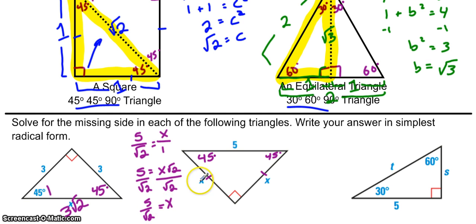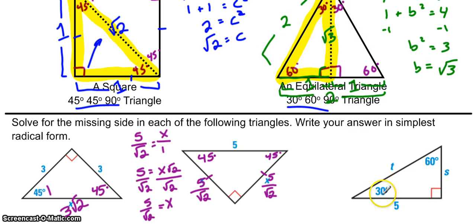That's kind of funny, that answer. And actually, we're not going to leave that answer like that for long, but for now, we'll just leave it that way. We haven't learned anything else to do yet, so our answer is 5 divided by the square root of 2. This last one, clearly a 30, 60, 90 triangle, so we're going to use this triangle right here as our reference.